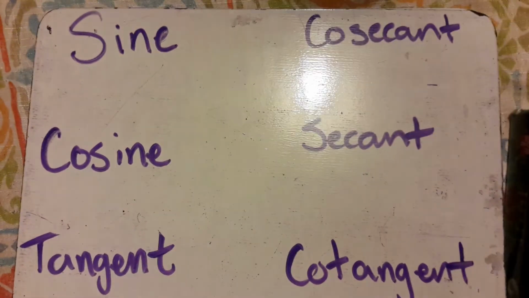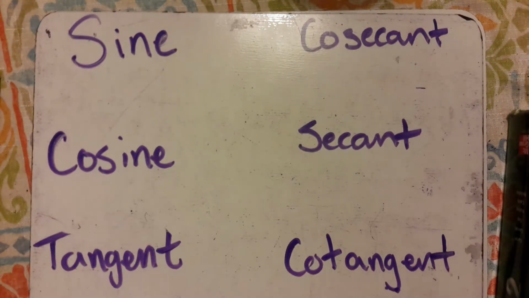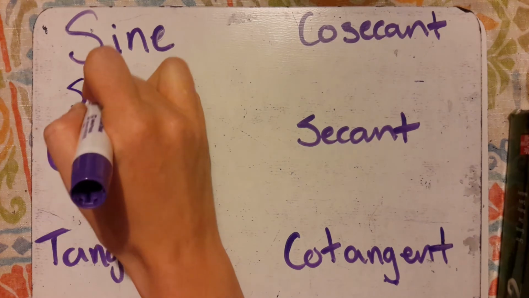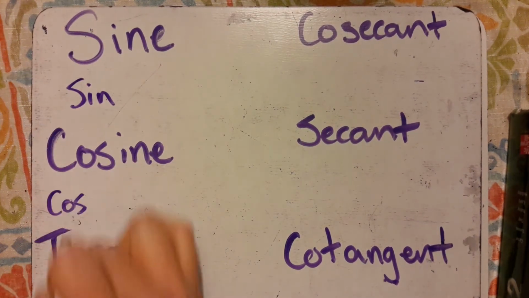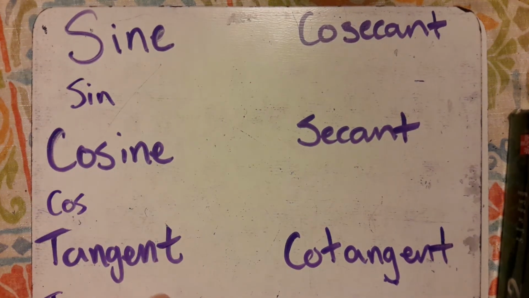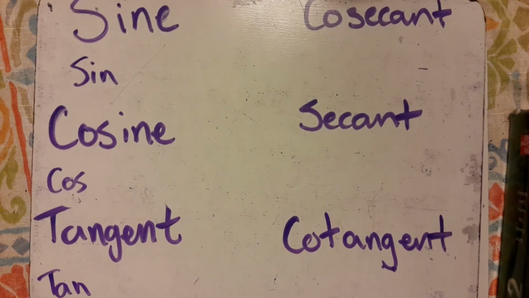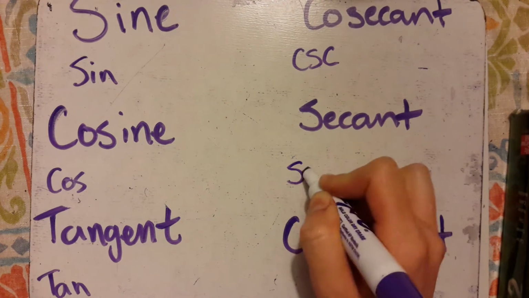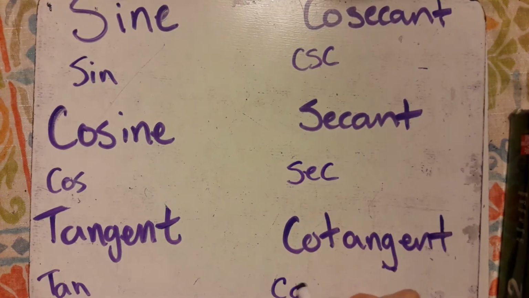They are sine, cosine, tangent, cosecant, secant, and cotangent, or more commonly written as sine, cosine, tangent, cosecant, secant, and cotangent. On your calculators, that's the way you're going to see the buttons. Most people, when you write them, that's how they're going to write them.